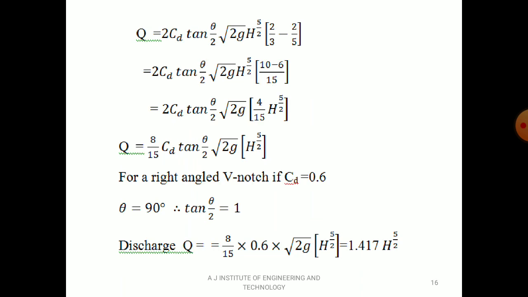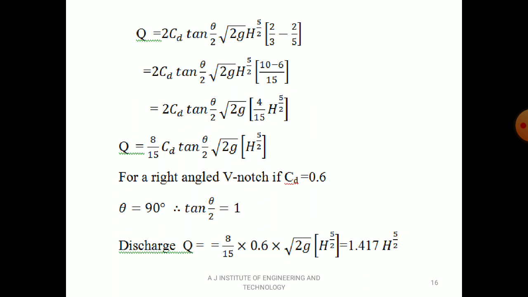So I can take LCM. So Q equal to 2Cd tan theta by 2 square root of 2g into h to the power 5 by 2 into 2 by 3 minus 2 by 5. So LCM, that is 15. So Q equal to 2Cd tan theta by 2 square root of 2g into h to the power 5 by 2 into 10 minus 6 divided by 15 upon taking LCM. So that is equal to 2Cd tan theta by 2 square root of 2g into 10 minus 6, that is 4 divided by 15. 4 by 15 s to the power 5 by 2.